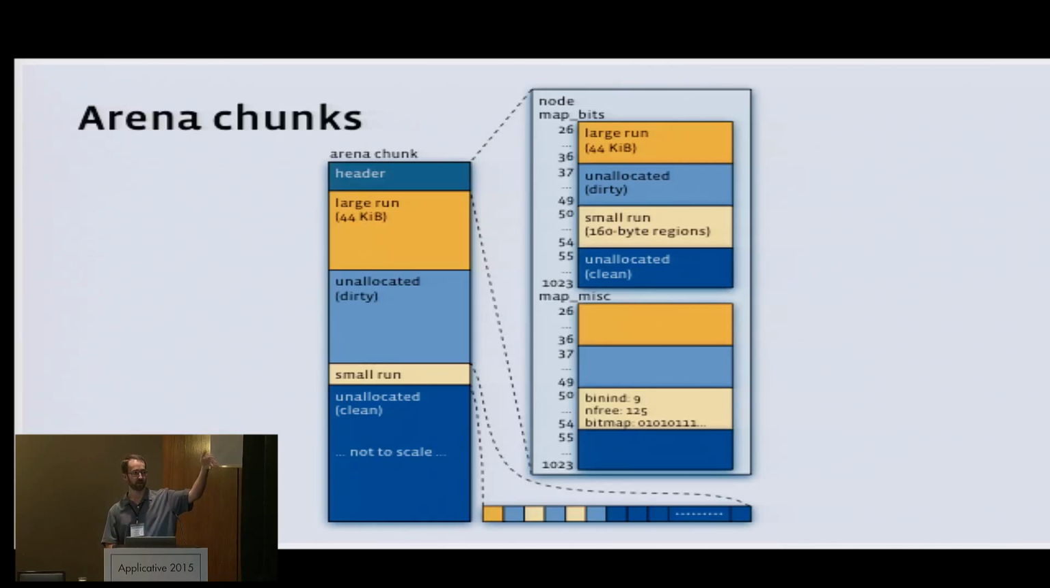And then below that, you can see a couple of actual allocations. We've got a large allocation, and we've also got a small run down below, and then you can see unallocated memory is interspersed there, both dirty, the light blue, and clean, that dark blue. And so all the metadata at the top, we've got it separated into 2 different metadata tables up in the header.